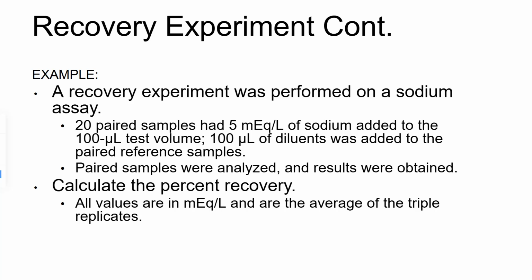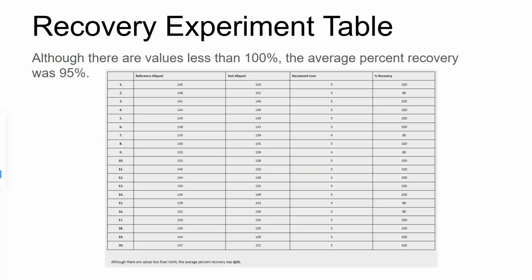As an example, a recovery experiment was performed on a sodium assay. 20 paired samples had 5 milliequivalents per liter of sodium added to the 100 microliter test volume. 100 microliters of diluent was added to the paired reference samples. Paired samples were analyzed and results were obtained. Calculate the percent recovery. Here is the reference and the recovery. Percent recovery is reported. Although there are values less than 100%, the average percent recovery was 95%, so this would be acceptable.